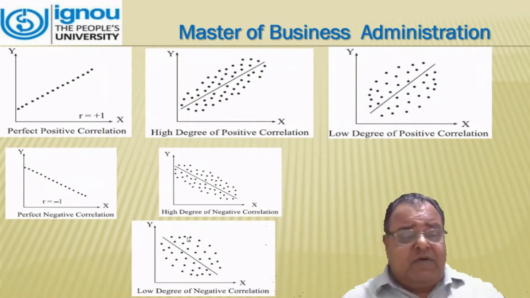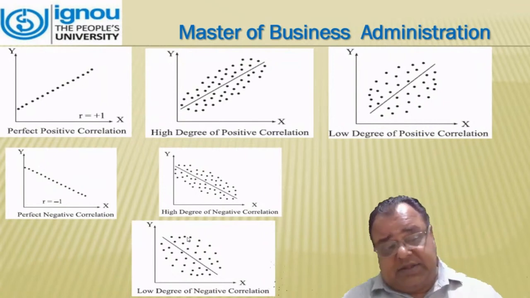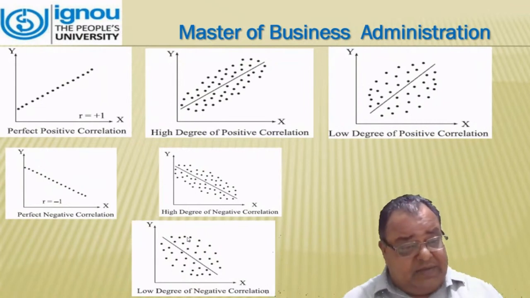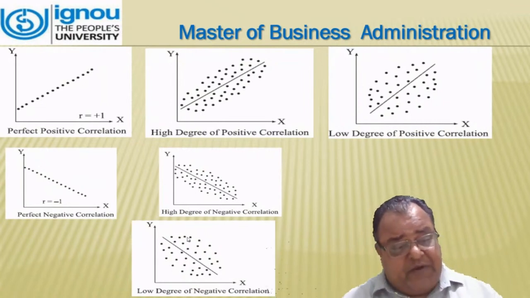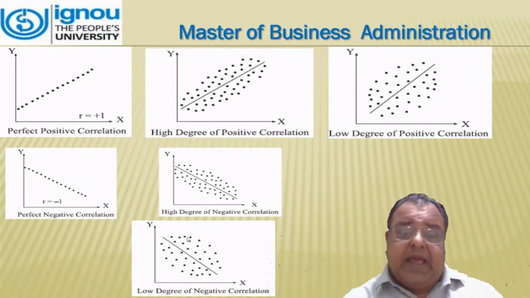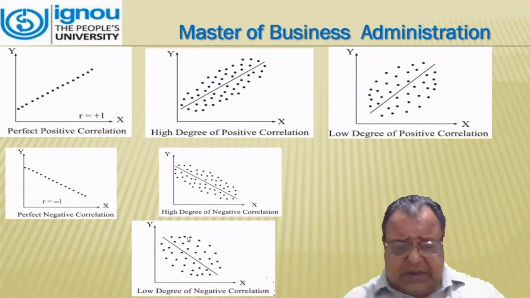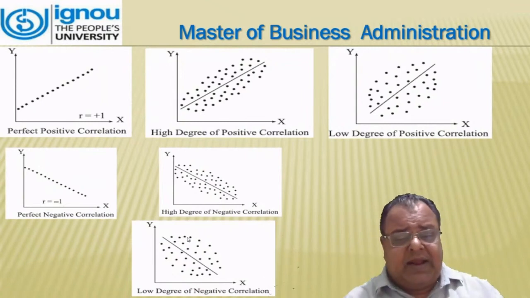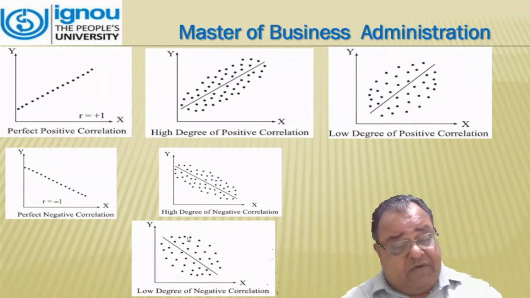Now, in the fourth one, we can see that the line is coming down. That is R equal to minus 1, and that is a case of perfect negative correlation. And subsequently, when the graph is coming down and we are finding out a particular line, in that case we can say that there is a high degree of negative correlation.